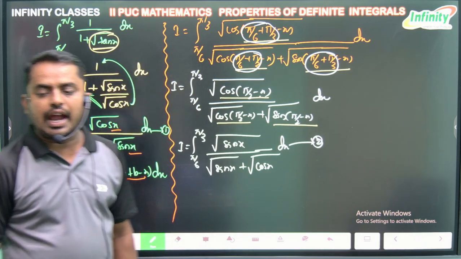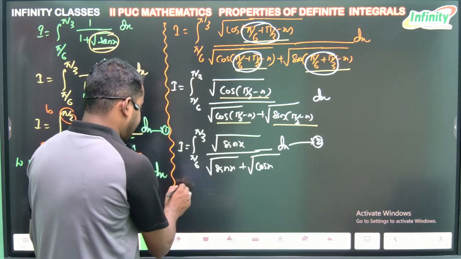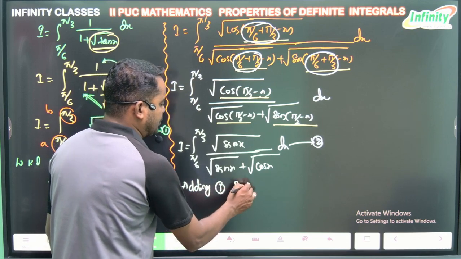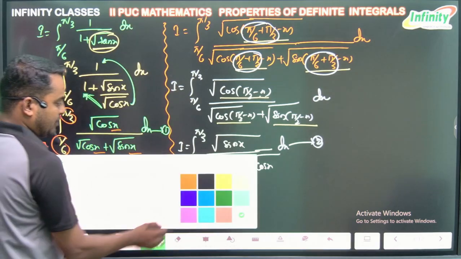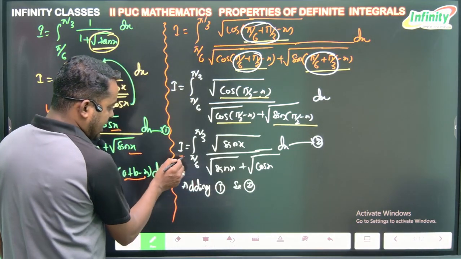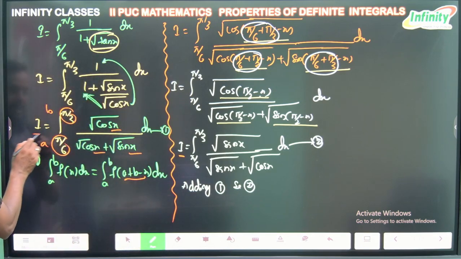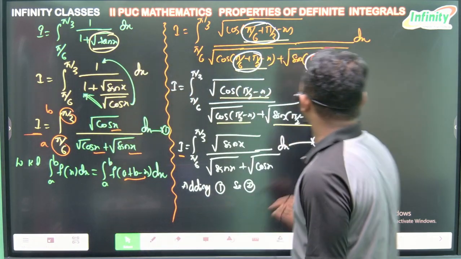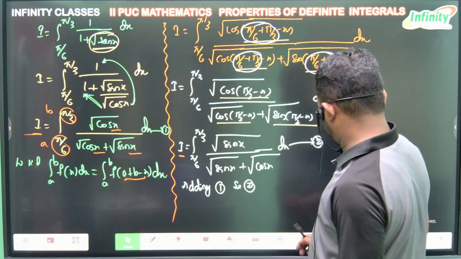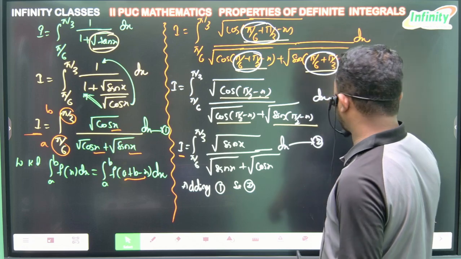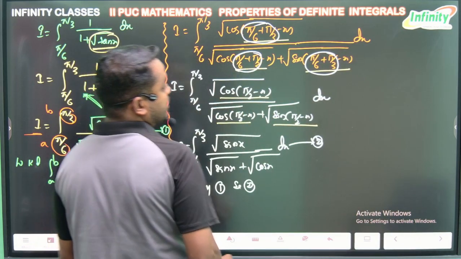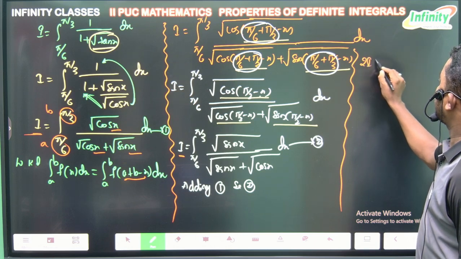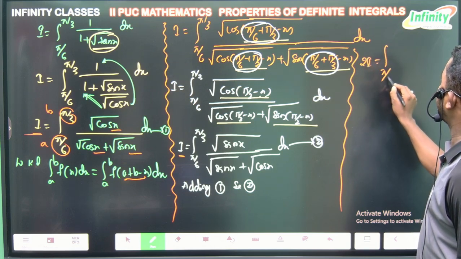This is equation 2. Adding equation 1 and 2, we get: here I is there, here also I is there. I plus I is 2I. Integration is common here, from 5π/6 to 5π/3.